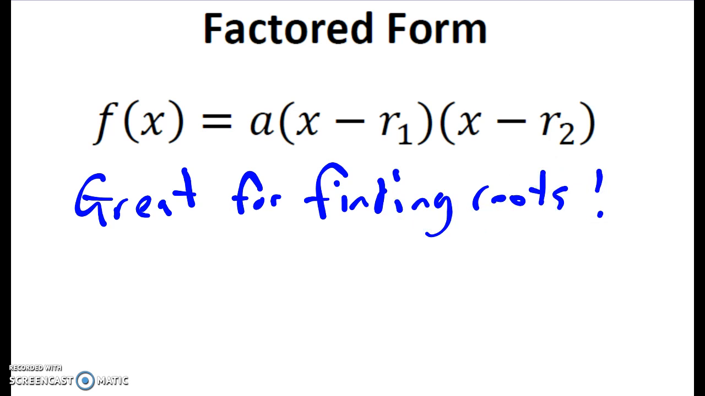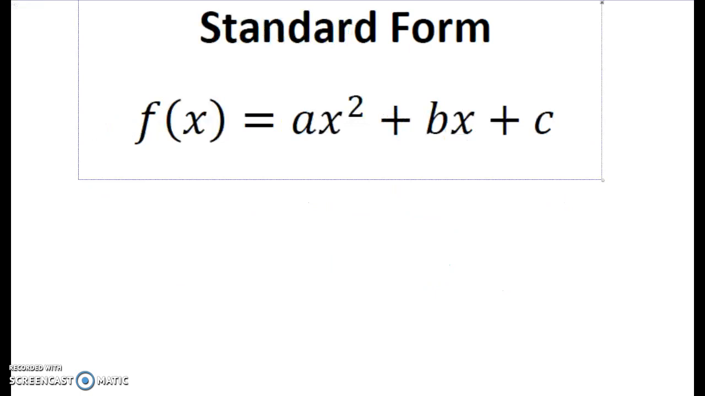Your roots are always just going to be right there. Your roots are at R1 and R2. And it's not bad for finding the vertex. The x value of the vertex is R1 plus R2 divided by 2. It's the average of the two, the halfway point. Standard form, we're going to come back to.